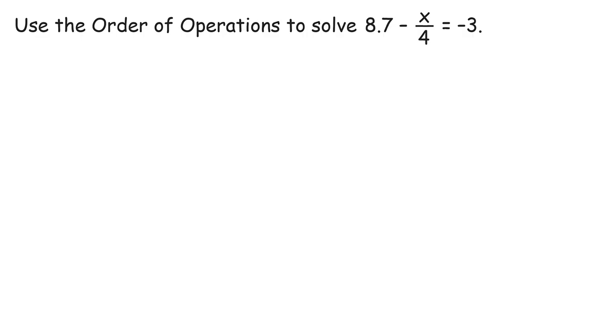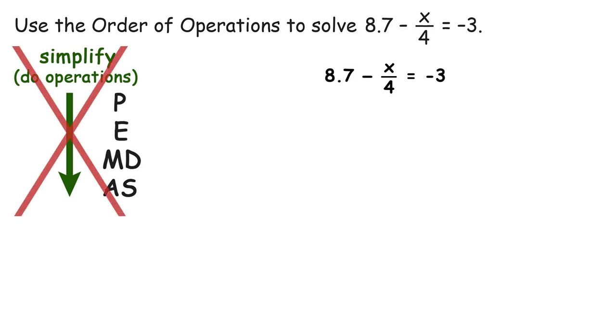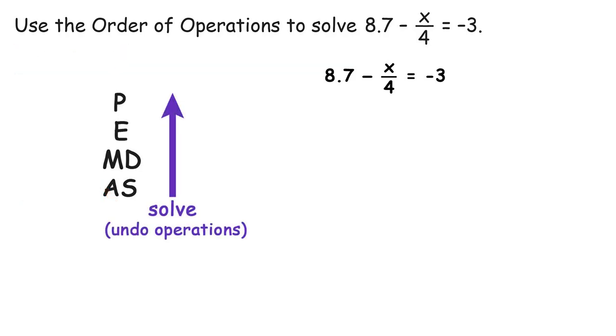In this example, we use two helpful tools that will allow us to avoid some confusion when solving 8.7 subtract x divided by 4 equals -3. To solve the equation, we need to isolate x on one side, so we will reverse the order of operations and undo the operations on x from the bottom up.